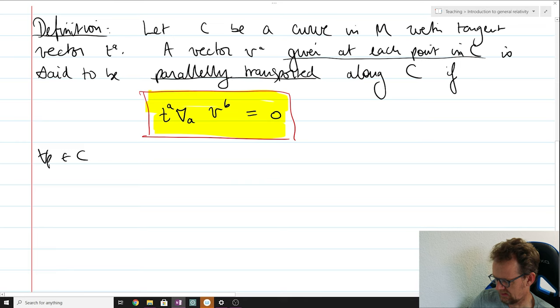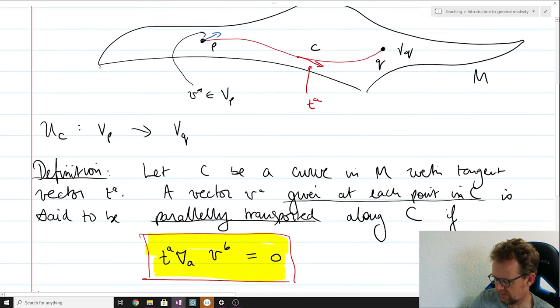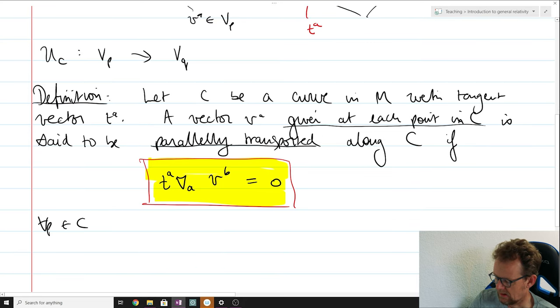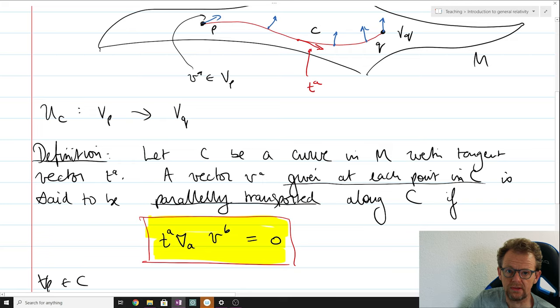So let's just pause for a moment to investigate this definition. We have a curve, drawn the curve there. We have a vector V all the way along the curve. So VA is defined all the way along the curve. There it is there. And it's not necessarily defined anywhere else. We don't have to define VA on any other point of the manifold. It's only required to be defined on the curve. Now, a vector VA given at each point in C is said to be parallelly transported along C if, when you take the derivative in the direction of the tangent vector TA of the curve of the vector V, you always get zero, meaning that the vector doesn't change as you push it along the curve. That's the picture you're meant to have in mind.